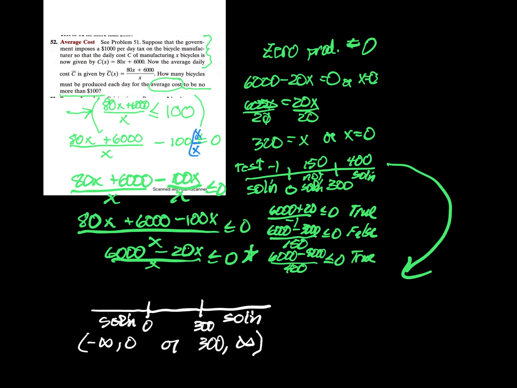Can we actually equal 300? Well, that just makes the numerator 0, which is fine. 0 is less than or equal to 0. So we would include that. But what about 0? Well, this was a case where you can't divide by 0. So that one is not included.